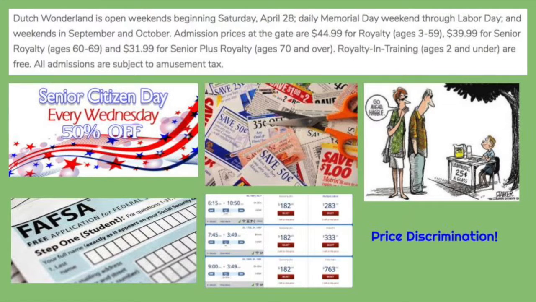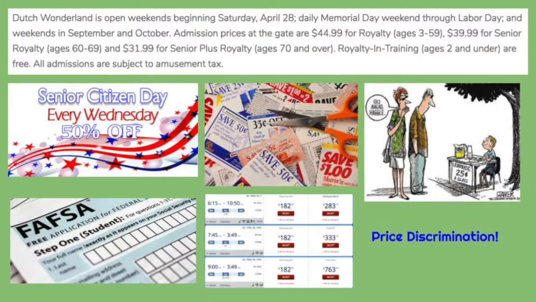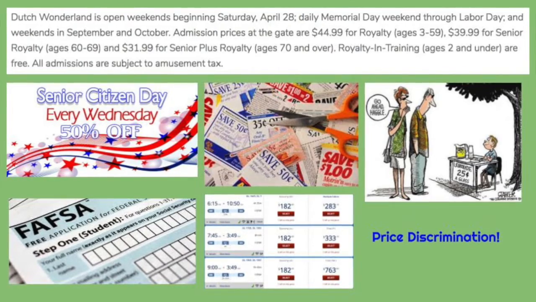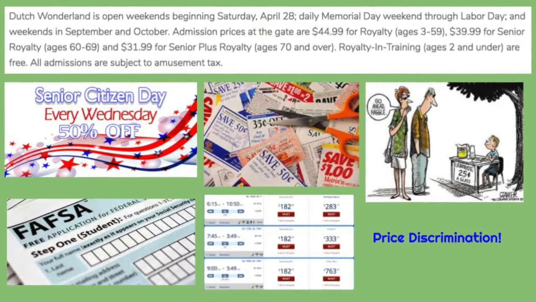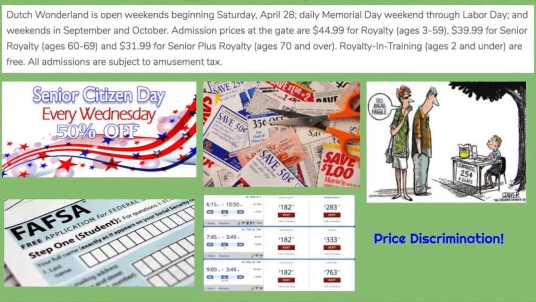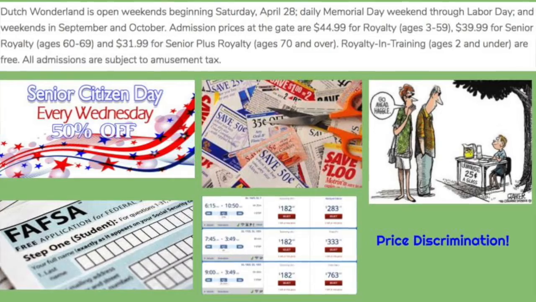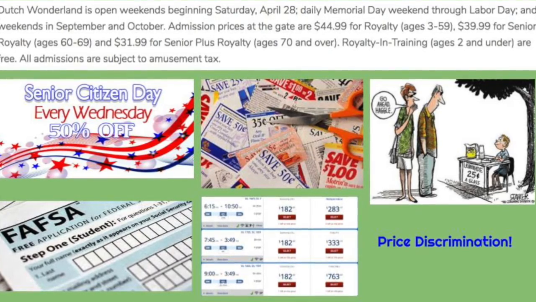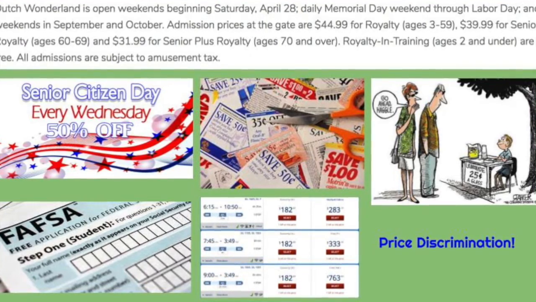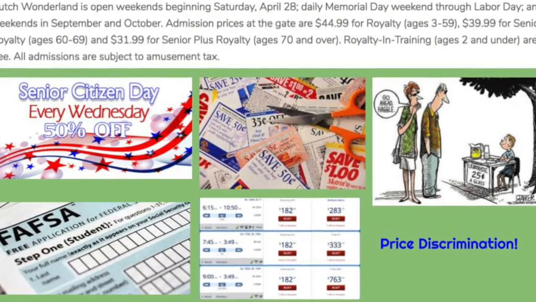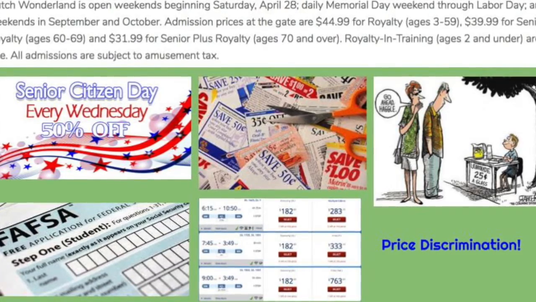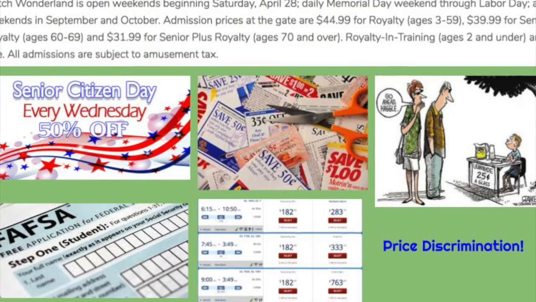Well, here are some common price discrimination examples. You see the text caption in the top of the screen there, or the screenshot of Dutch Wonderland's pricing. You can see that depending on the age, Dutch Wonderland might charge a different admission fee. So people who are in an older age bracket or in a younger age bracket, they're going to pay a little bit less for the price of admission.